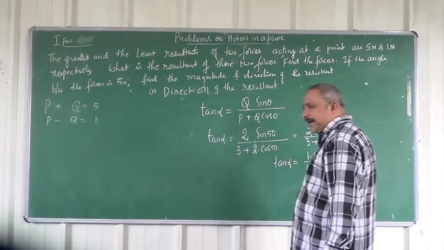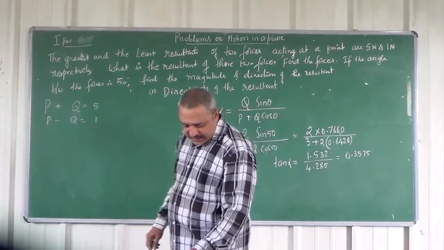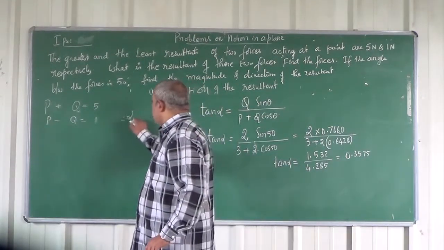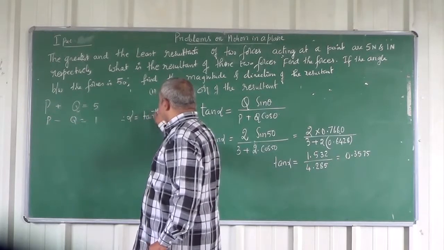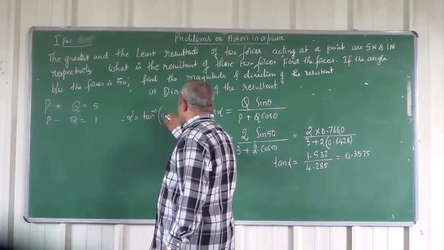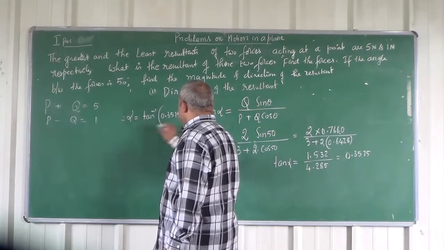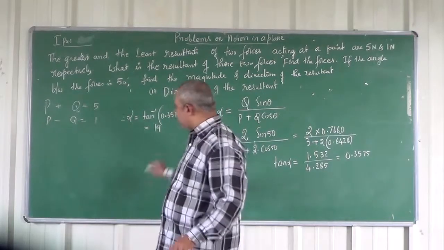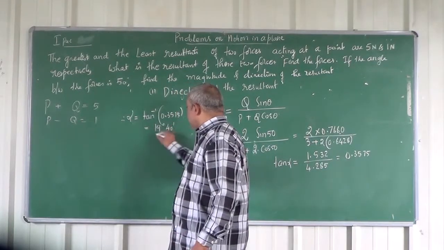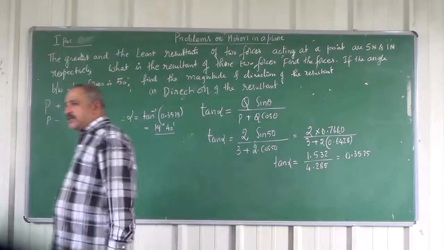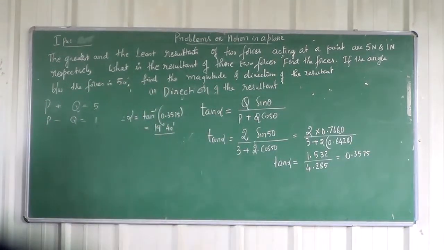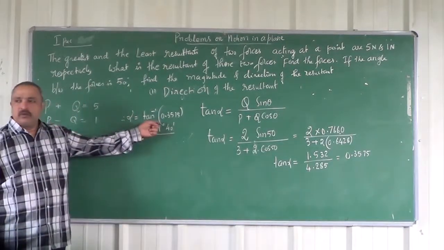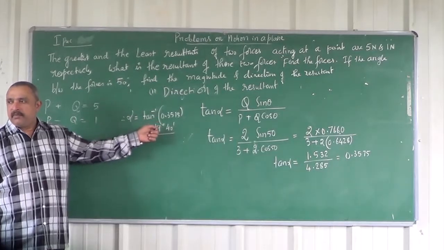Tan alpha equals 0.3575. Therefore, alpha is tan inverse of this value, that is 0.3575. Then now write the answer. It's around 19 degrees 40 minutes. I think you know how to get this value from the tables.